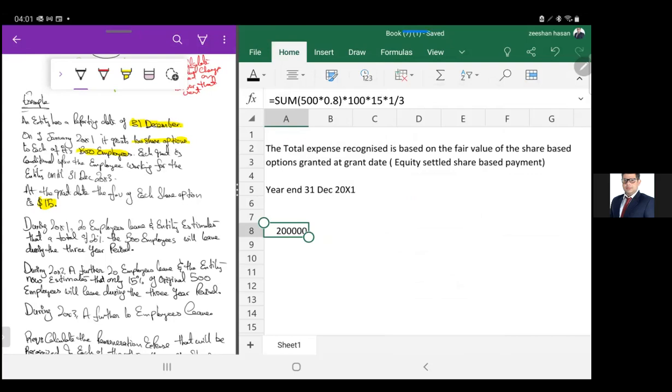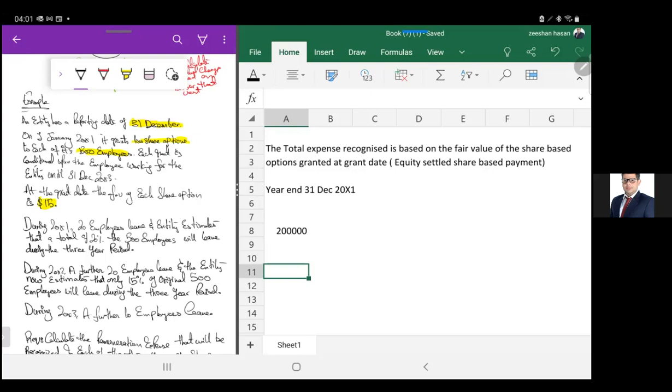So I hope you get how I get this. Now next, for the next year, therefore the expense is recognized, 200,000, together with a corresponding increase in equity in this case.